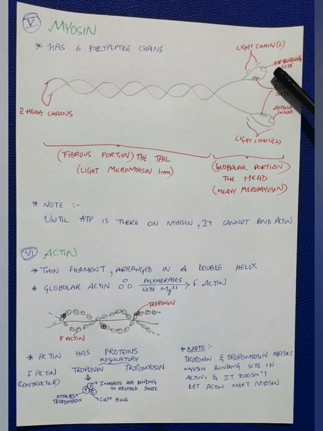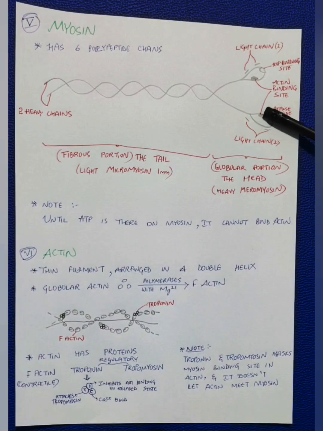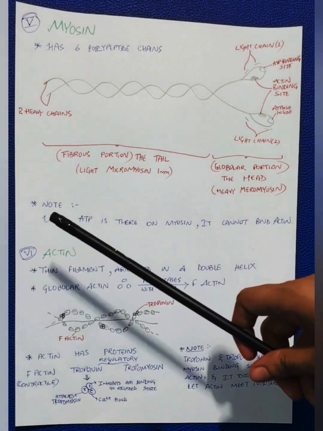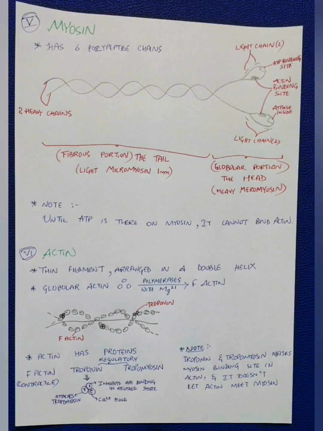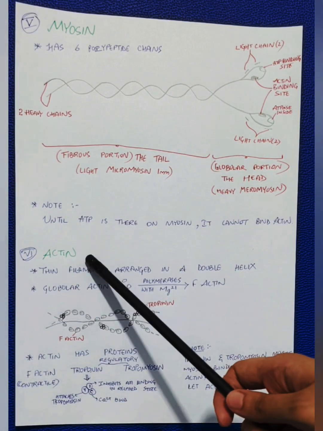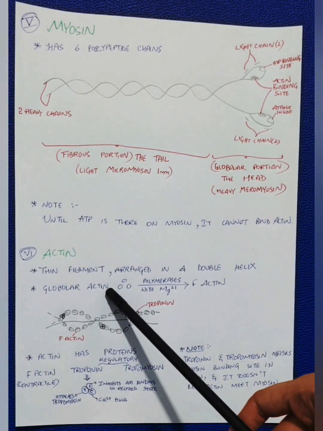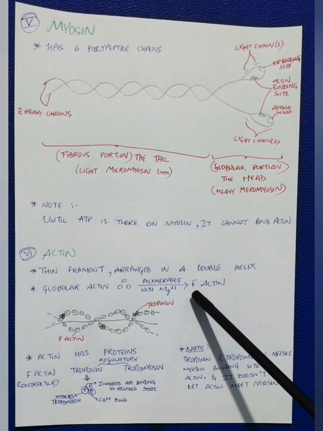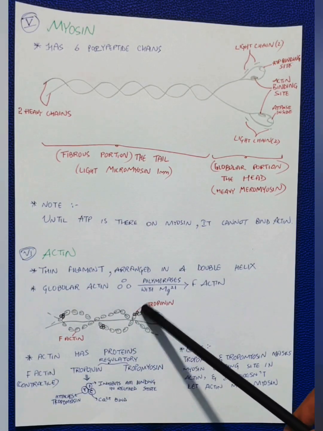On the head of the myosin, there is an ATP binding site which contains ATPase inside. And there is an actin binding site for the actin to attach. Now we have to note that until ATP is there on myosin, it cannot bind actin. Next up, actin is a thin filament, as we all know, arranged in a double helix form. Globular actin undergoes polymerization with magnesium and forms F-actin. This is the F-actin. These are the troponins.